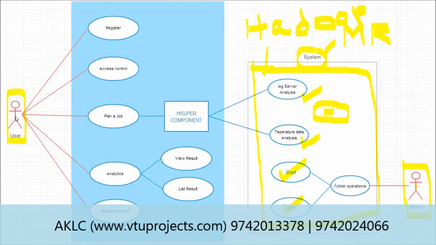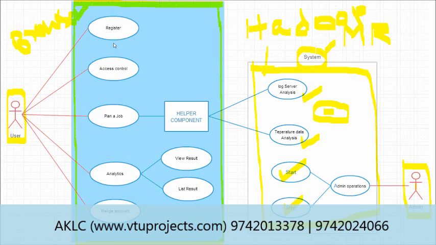Okay, so if you look at the user end, the user will be accessing this shaded area. This shaded area is what we call the planner component. It's a dynamically built web application deployed on JBoss environments. So through a web browser, you will be accessing this planner component.